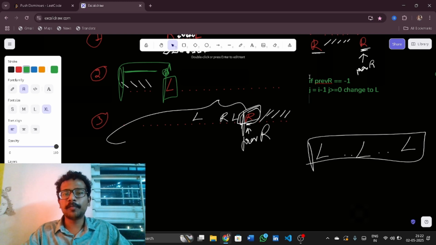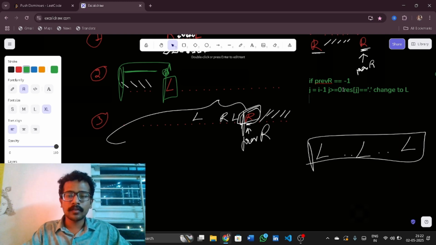Now, if previous R is equal to -1, then I am doing this, and I am saying this again, right? Only if S of, or say it as result of J, should be equal to dot.